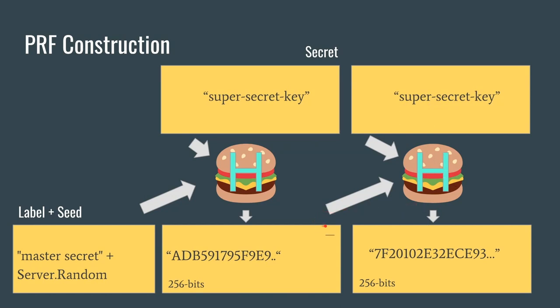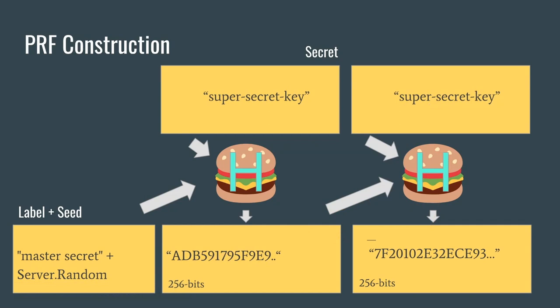If we just needed 512 bits of output from this PRF, we would just concatenate these two together. If we needed a longer output, we would run another round and concatenate that on. And if we needed an output value that wasn't evenly divisible by 256, you can just truncate the last block of data.